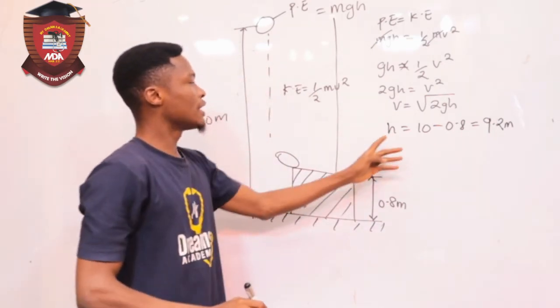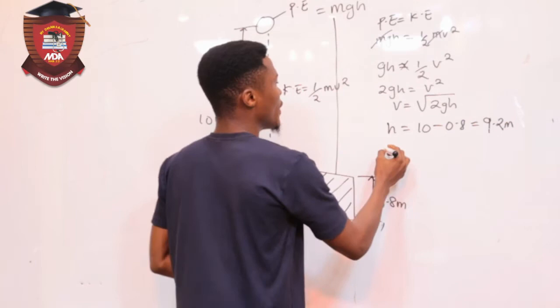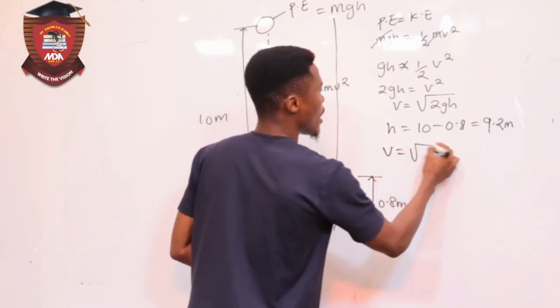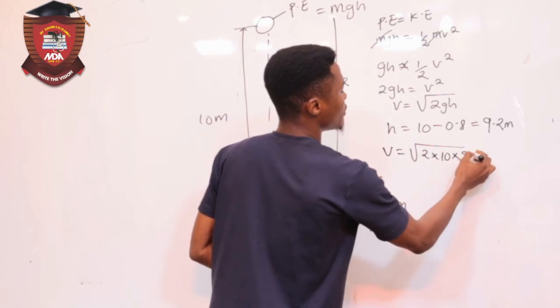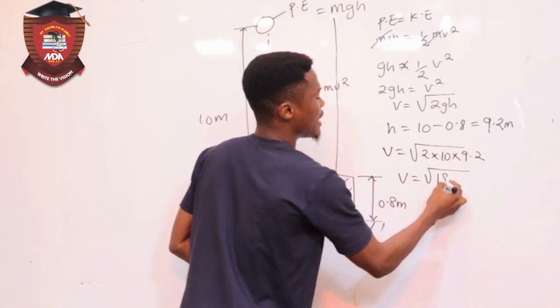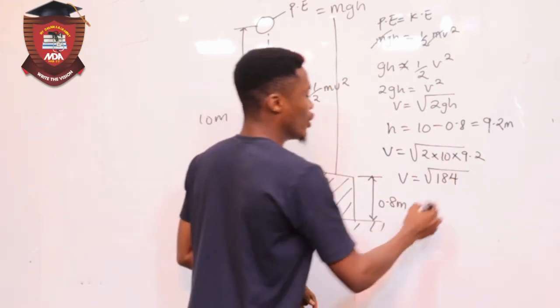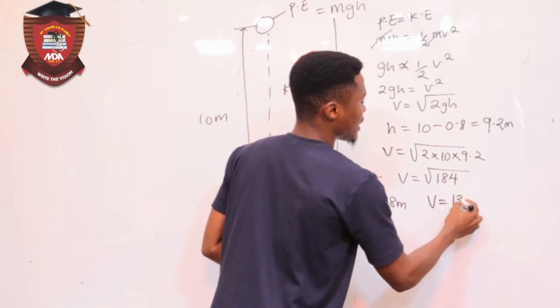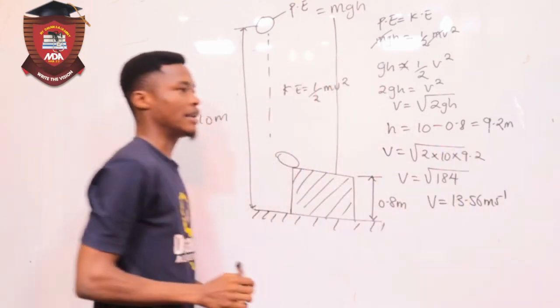Okay, so the height we are going to make use of is 9.2 meters, and then we have v is equal to the square root of 2 times 10 times 9.2, and v becomes equal to the square root of 184, and then when we get the square root of 184, v would be equal to 13.56 meters per second approximately.